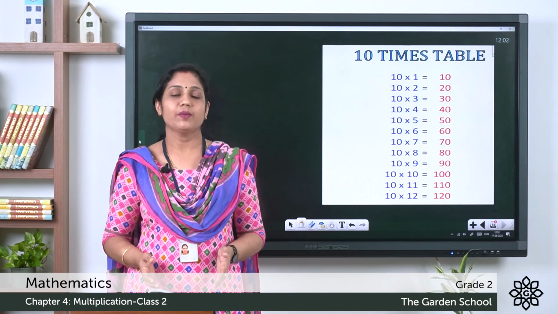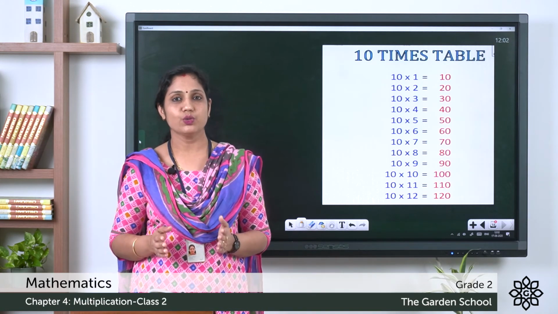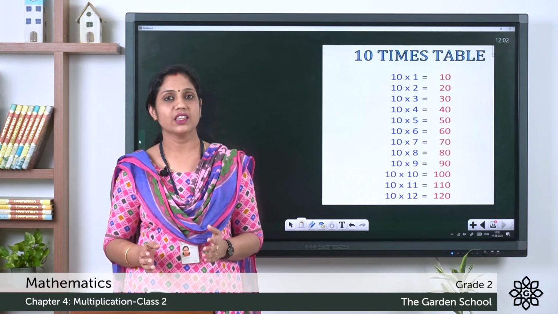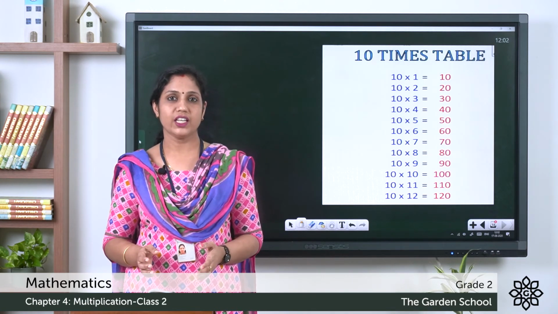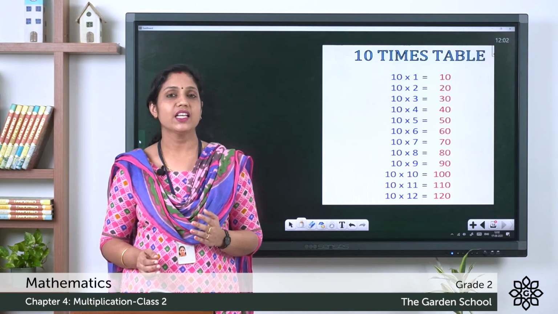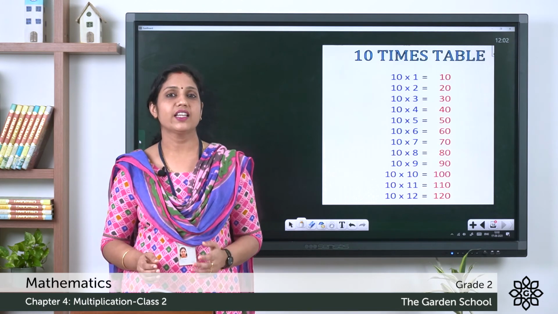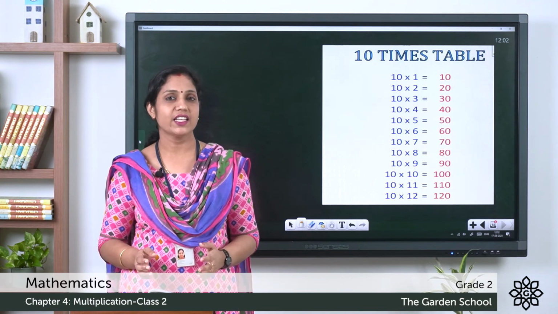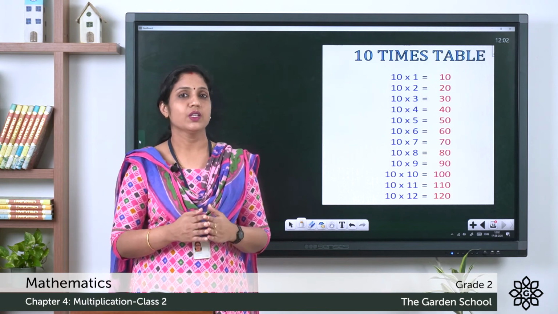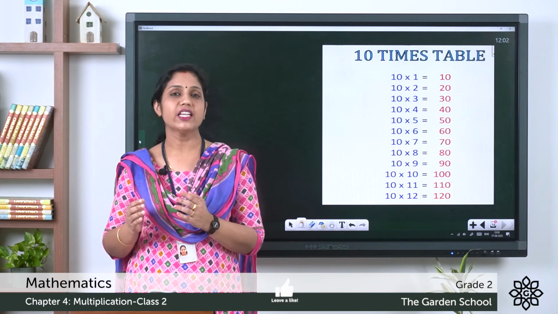So you can repeat the table along with me. 10 ones are 10, 10 twos are 20, 10 threes are 30, 10 fours are 40, 10 fives are 50, 10 sixes are 60, 10 sevens are 70, 10 eights are 80, 10 nines are 90 and 10 tens are 100. So we have learned the multiplication table of 2, 5 and 10 today.